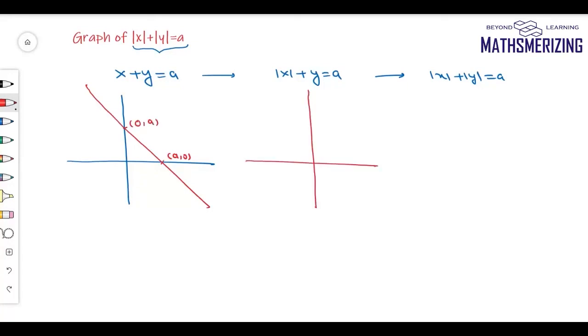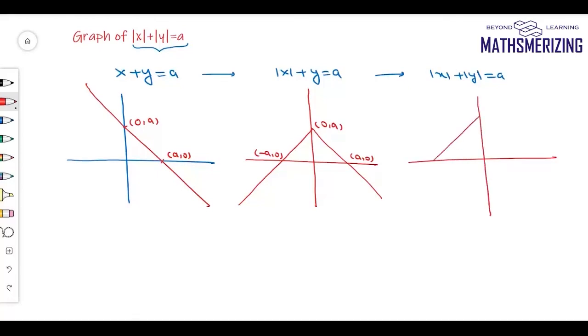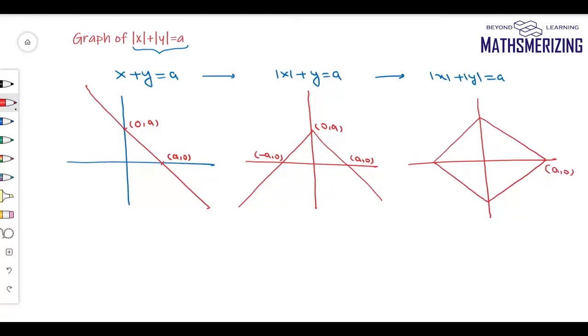So for mod x, I'll erase the graph from the second and third quadrant, and then I'll take the reflection of right on left. Now for mod y, I'll erase the graph from the third and fourth quadrant, and then I'll take the reflection of up on down. Mod x plus mod y equals a represents a square.